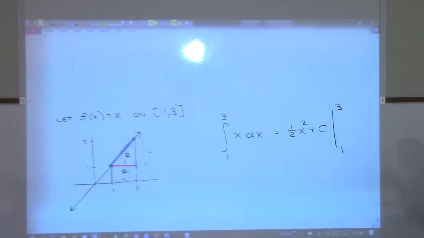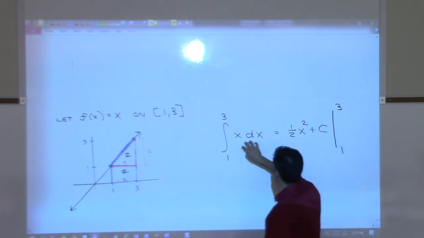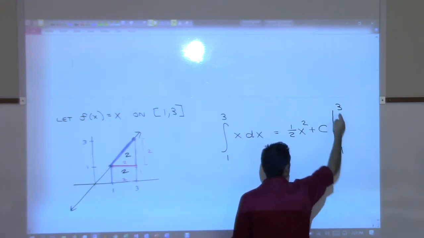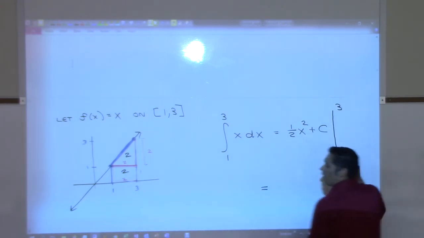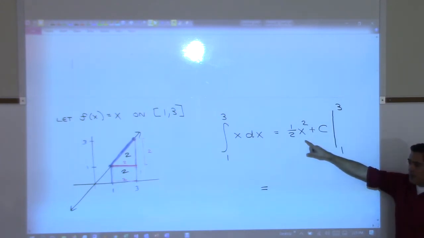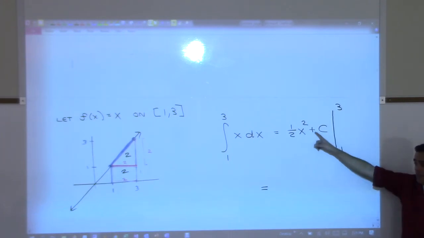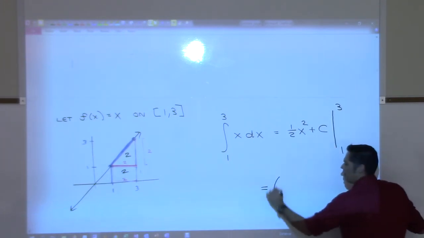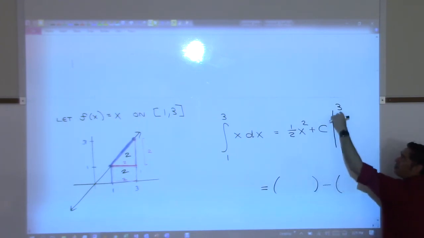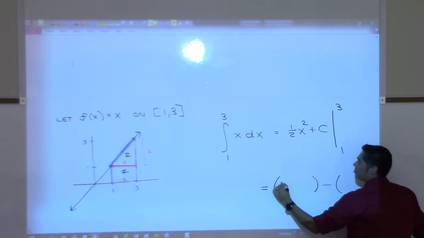All right, so what we've done is we've taken this, found the antiderivative, plus c, and then we put this bar here with 1 and 3. Now what that bar is going to remind you to do is plug 3 into this, figure out what it is, and then subtract from that what you get when you plug 1 into this. So I like to look at it this way. It's like two things are going to be subtracted. The first thing is what you get when you plug 3 in. So what do we get when we plug in 3?